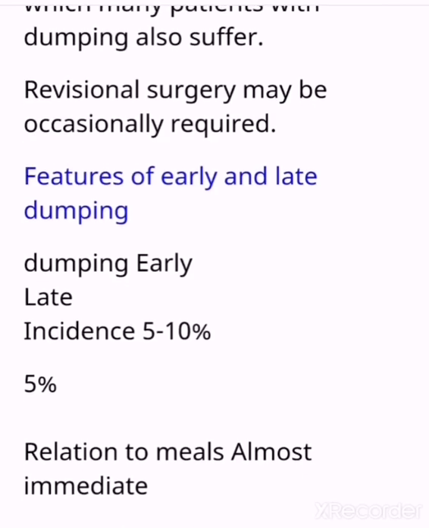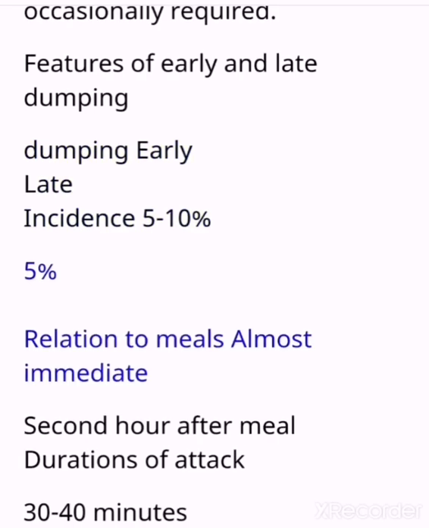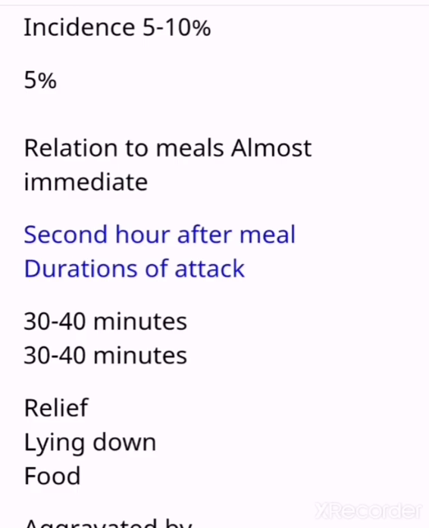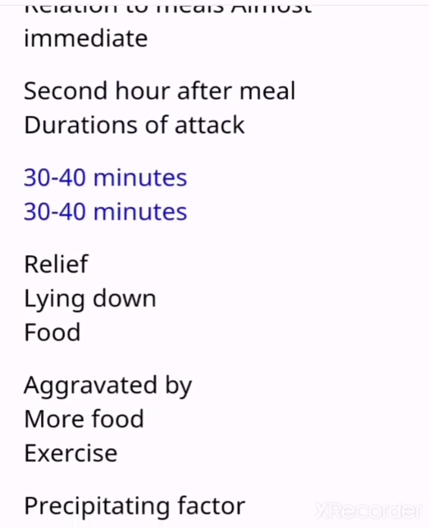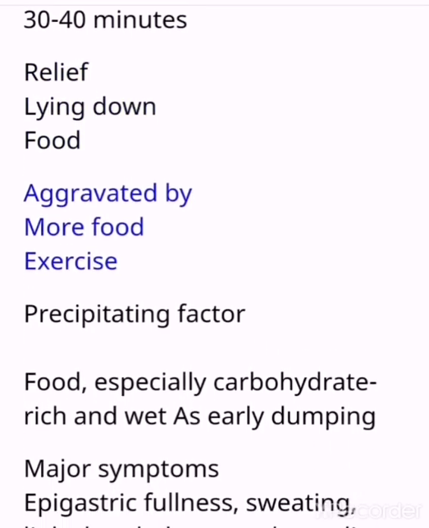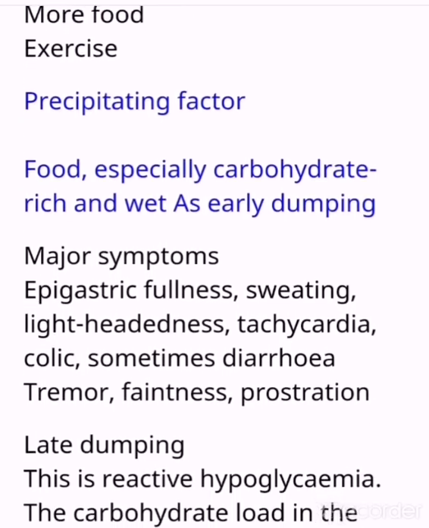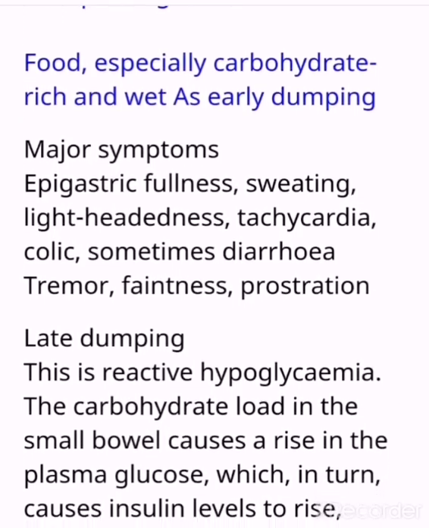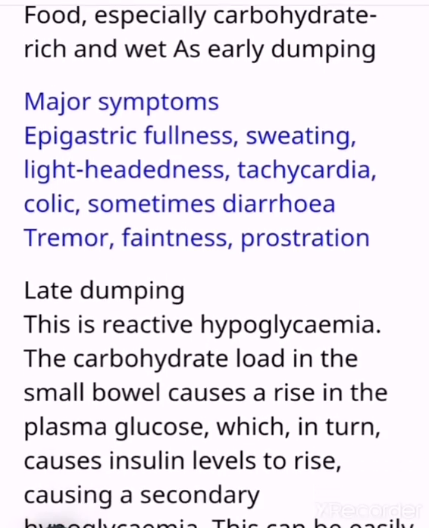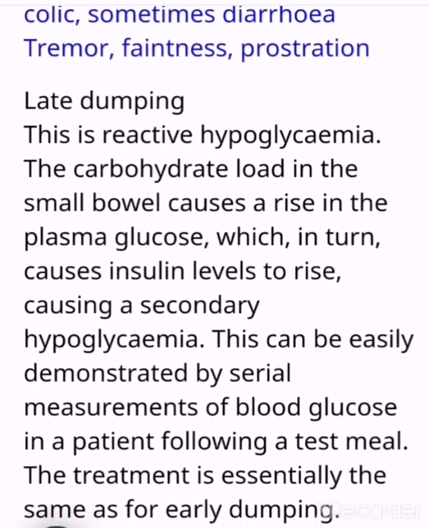Features of early and late dumping. Dumping. Early incidence 5-10%, late 5%. Relation to meals: early almost immediate, late second hour after meal. Duration of attack 30-40 minutes. Relief lying down. Aggravated by more food and exercise. Precipitating factor: food, especially carbohydrate-rich and wet, is early dumping. Major symptoms: epigastric fullness, sweating, lightheadedness, tachycardia, colic, sometimes diarrhea, tremor, faintness, prostration.